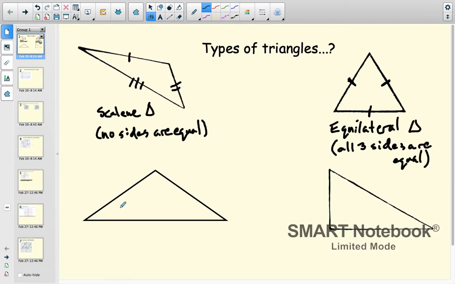All right, so then this one, you can see here that these two are equal and this would be longer. So if we have two equal sides, what we have is called an isosceles triangle, and that has two sides that are equal.